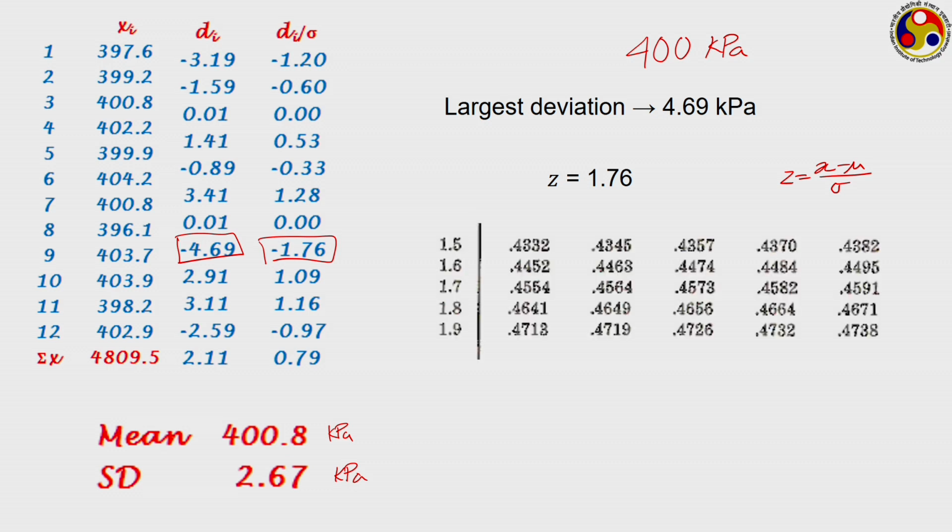Now we try to identify the corresponding value of the probability. Z is 1.76. In the first column of our table we have z, and here we do not have 1.76, but we have 1.7 and 1.8. So we have to do a kind of interpolation. Our 1.76 lies in between, so the probability will be something in between these two. Correspondingly, the probability comes out to be 0.91776, which is quite a good value to have.